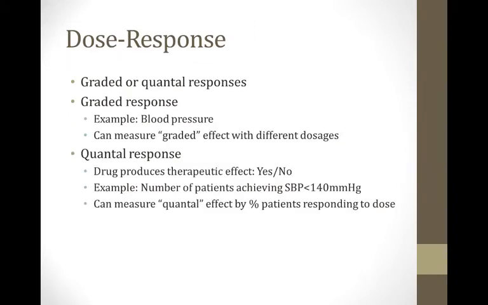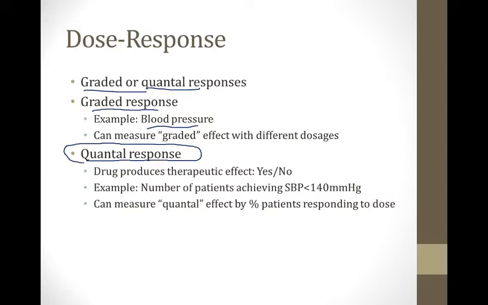There are two types of responses that we measure and chart on dose response curves, and those are called graded or quantile. So a graded response is something like blood pressure. It's a number, it's a measurable effect, and we can monitor how the blood pressure changes as we give more and more of the drug. A quantile response is a yes-no response. So quantile means divided into discrete units. So a quantile response is for drugs that either achieve their effect or do not.